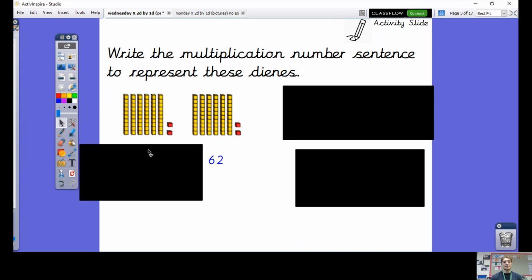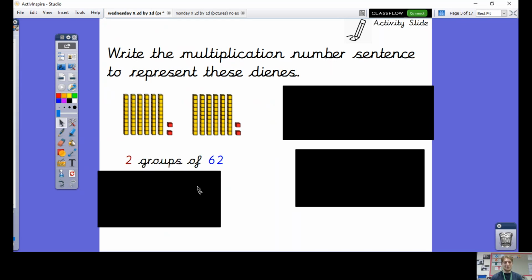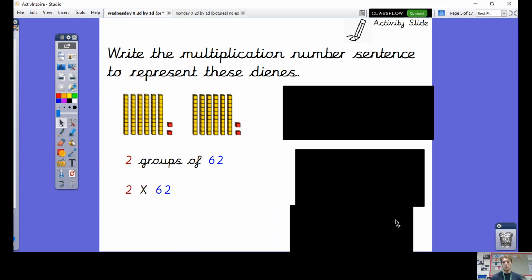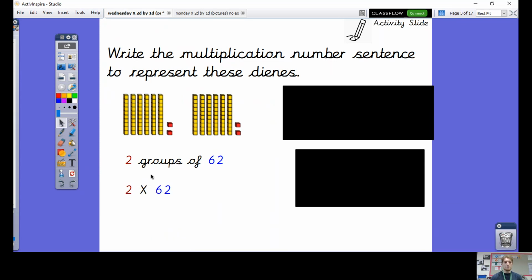Ooh, so there are 62 altogether. Okay, I noticed that there are 2 groups. Like you might have just seen my block. So there are 2 groups with 62 in each group. Okay, so now I know that, I can write my number sentence, which is 2 times 62, like we normally say in class as well, 2 lots of 62.